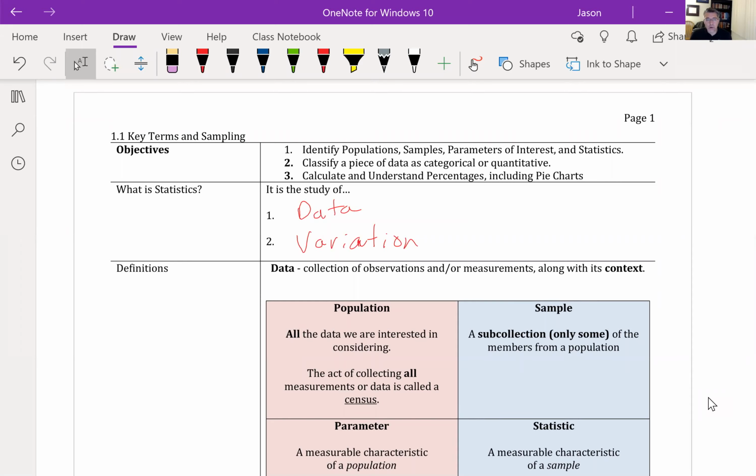Students, let's go over sections 1.1 and 1.2. Okay, key terms for statistics.